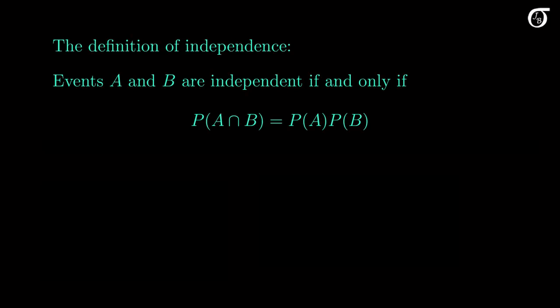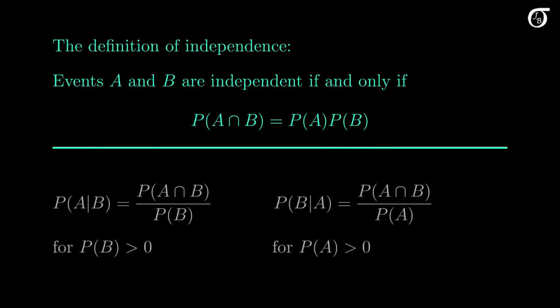While this is the formal definition of independence, most find it easier to understand the meaning if it is thought of in terms of conditional probability. So let's have a look at that. Here are the conditional probability formulas for the probability of A given B and B given A. Note that the conditional probability is only defined if the probability of the event we wish to condition on is not zero.